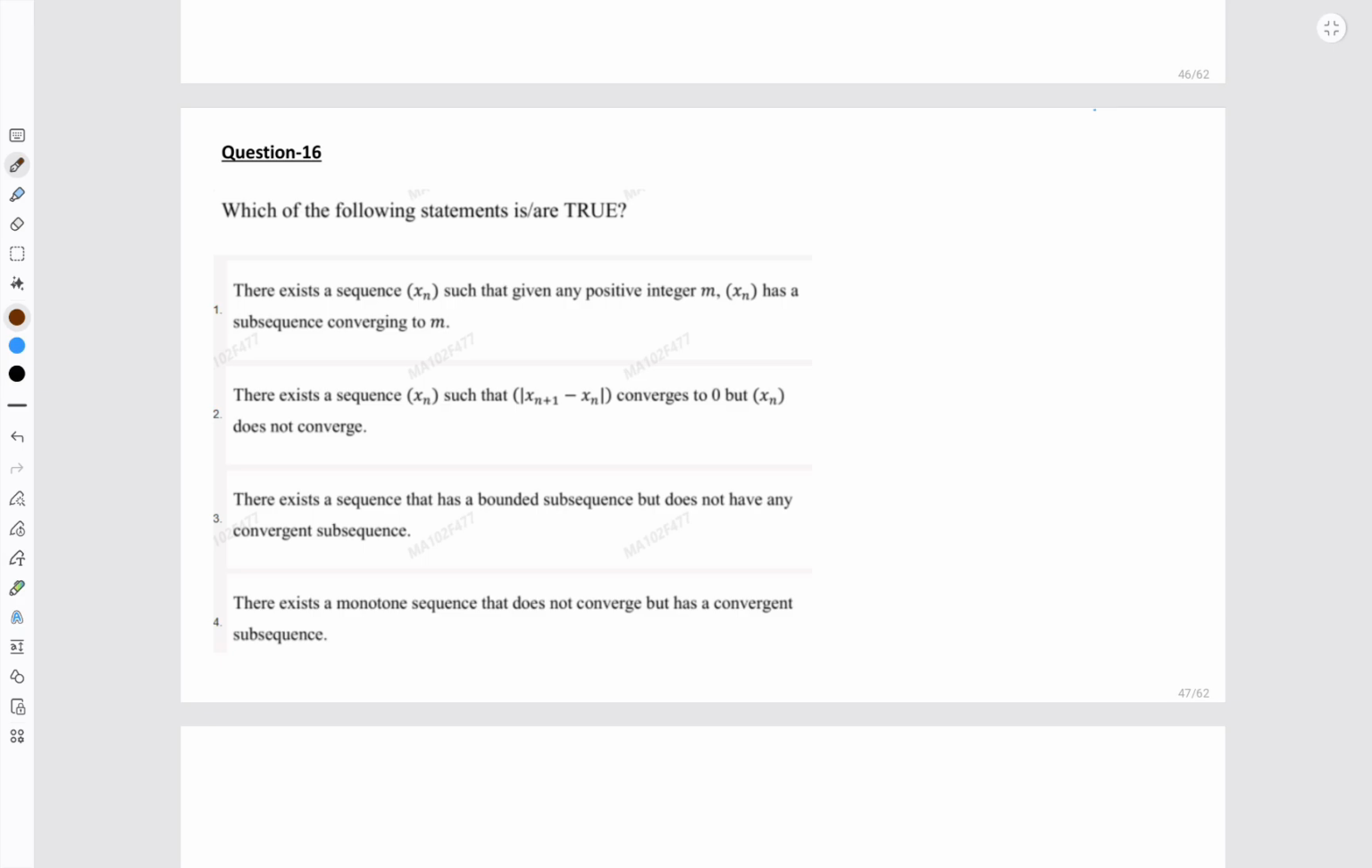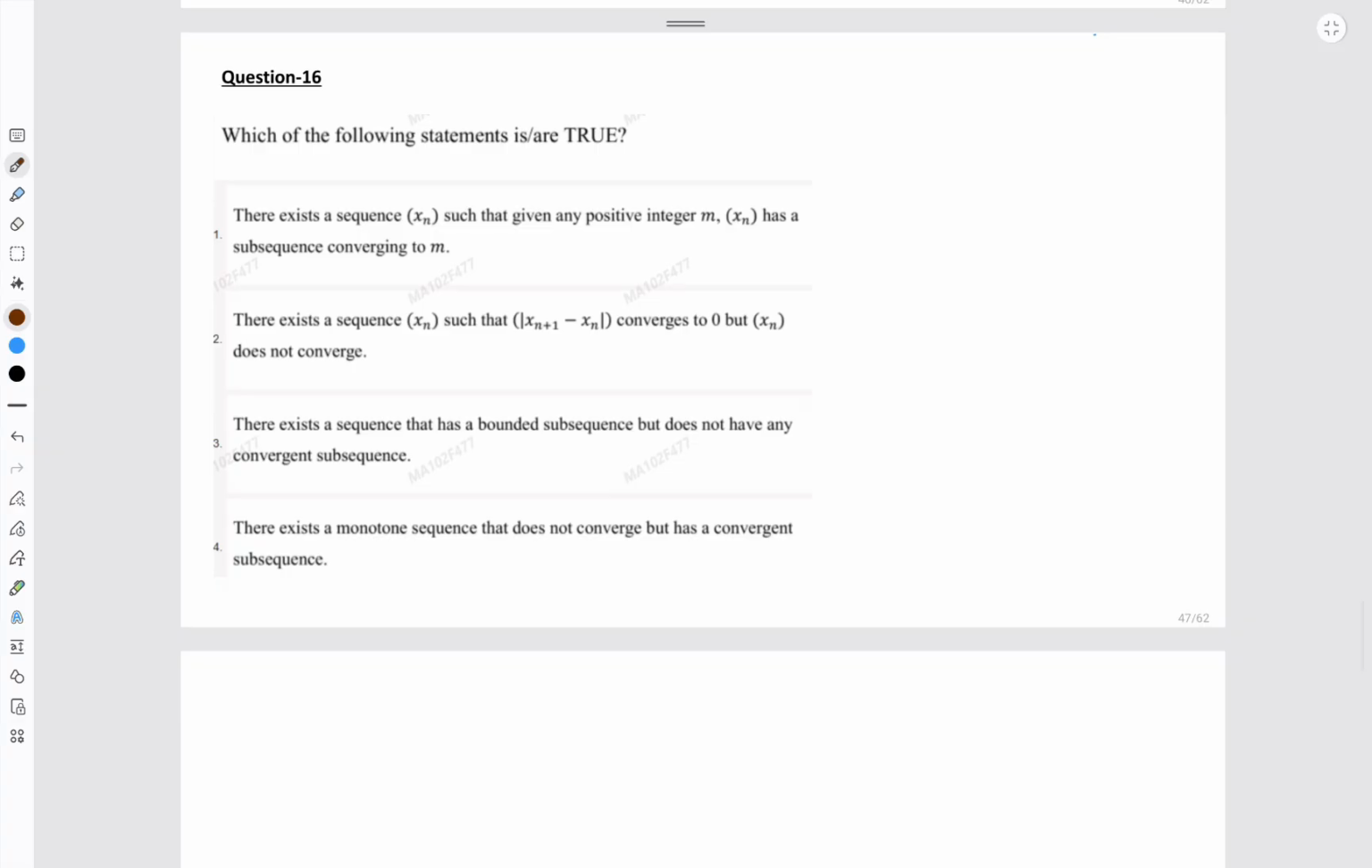If it had to be true for all, then the option would have been different, and we could have thought of a counter example and eliminated the option. But here, there exists symbolizes that we have to think about the kind of sequence that is possible. So let us first start with option 4. Option 4 is saying that there exists a monotone sequence that does not converge but has a convergent subsequence.